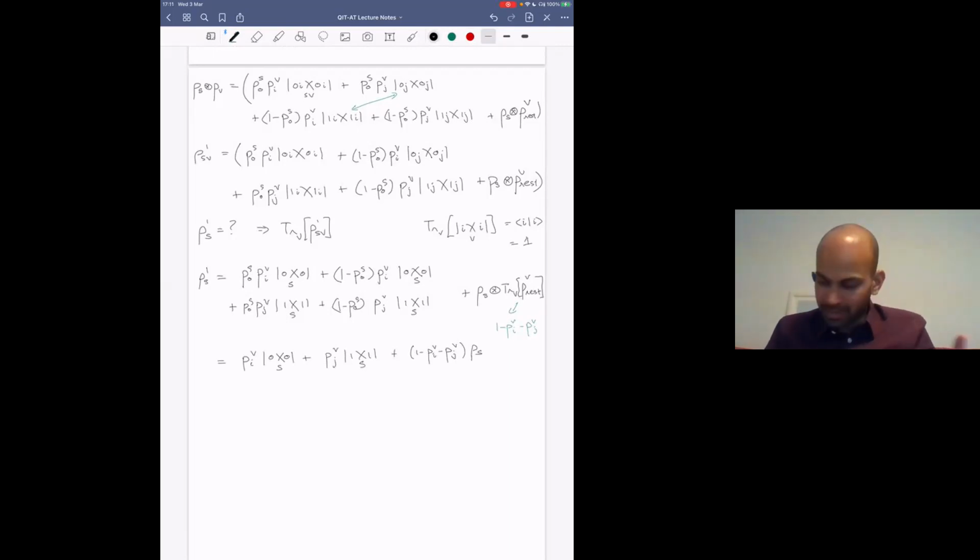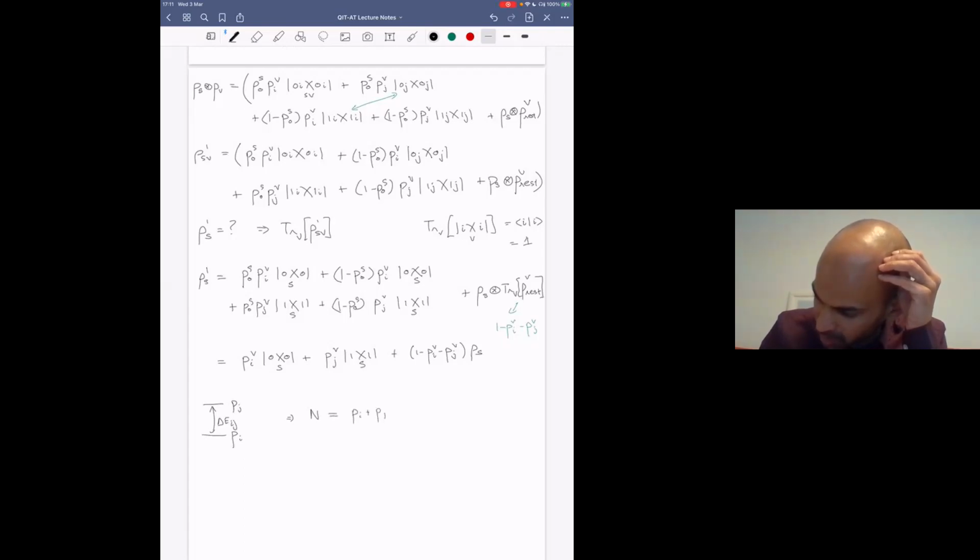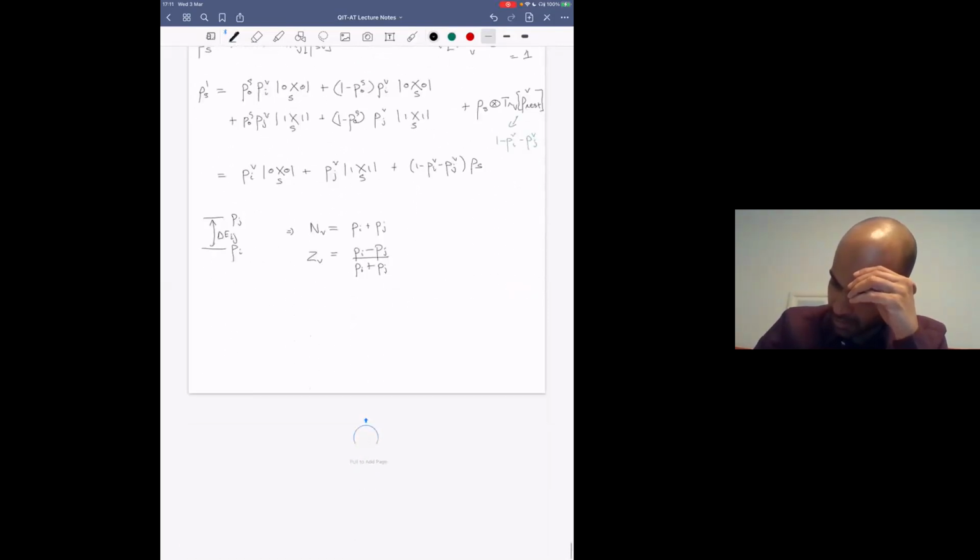At the moment, it doesn't look like a very understandable form, but now we can use what we have learned about virtual qubits. Remember, if I have a virtual qubit that is defined by these two populations, Pi and Pj, and this is delta E Ij, then I can define the norm of the virtual qubit to be the sum Pi plus Pj. So this is NV, and the bias of the virtual qubit is Pi minus Pj upon Pi plus Pj.